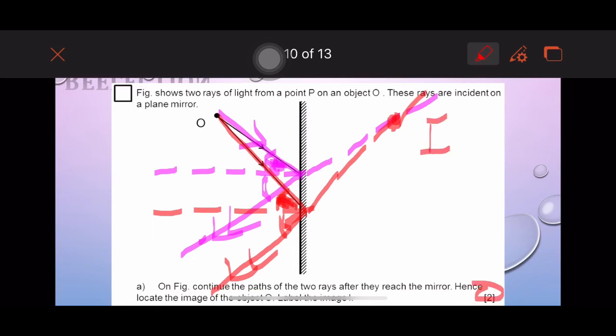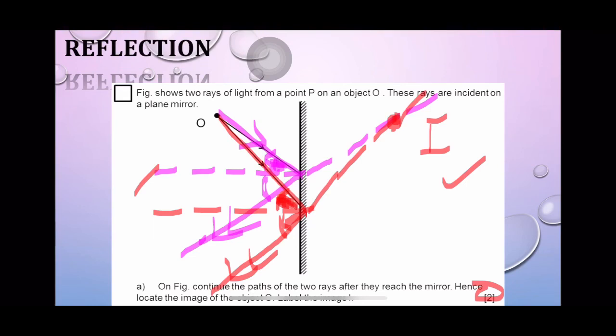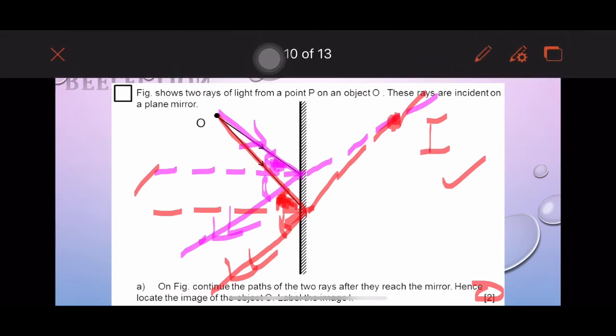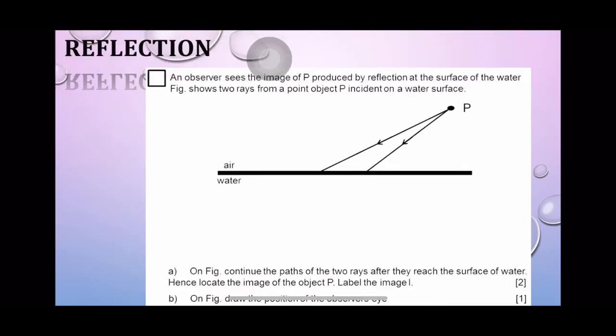So this is 2 marks, 1 mark for your drawing, correct angles and so on, and 1 mark for the image I, which is labeled. Without the label, you're going to lose 1 mark. Do you understand? Okay, so this is how you will answer it. Use a protractor and a scale to precisely locate where your image is. So on your notebook, you're going to answer this.